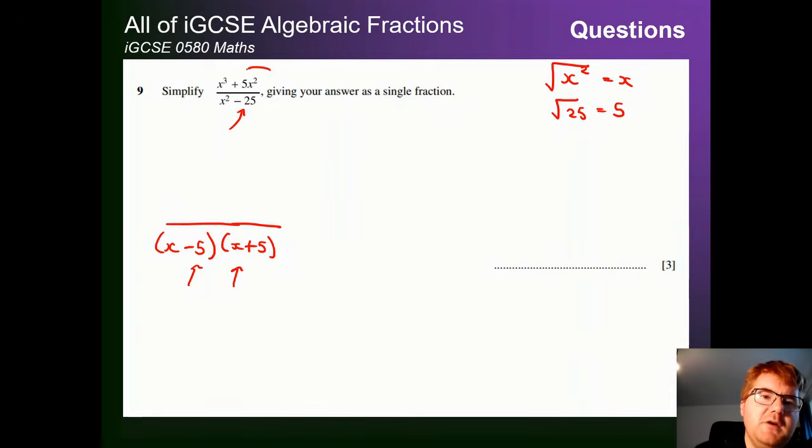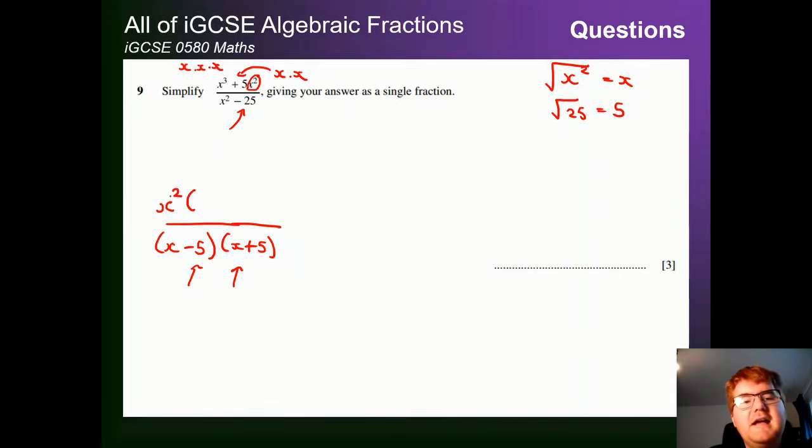And notice with this one, with this cubic, we don't learn anything about cubics really on this course, but there is a common factor of x. So I'm going to take out an x here, but actually there's more than just an x. We've actually got an x squared in both, because x cubed is just x times x times x, x squared is x times x. So actually we can take a whole x squared out here, then work backwards.